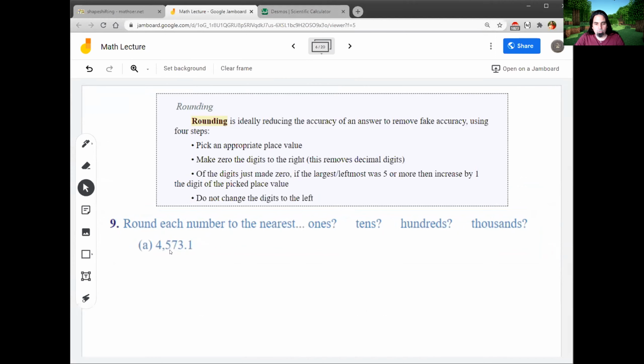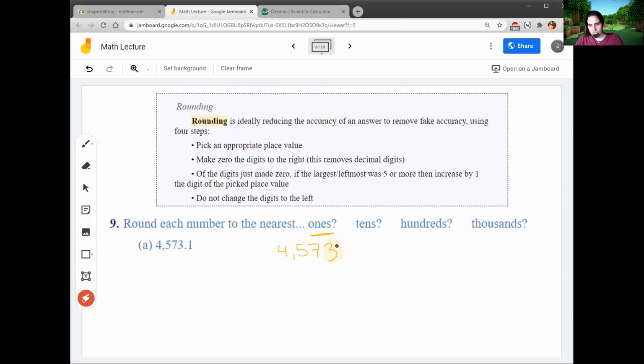Okay, 4,573.1. How do I round that to the nearest ones? I'm going to take the ones. That's the one I care about. So that's picking the right place value.